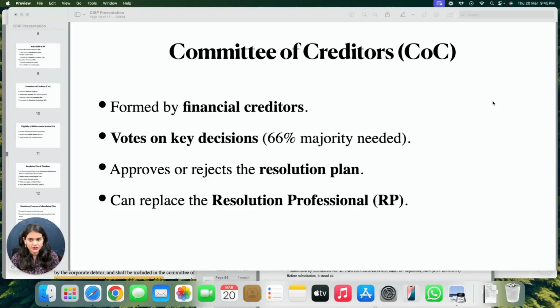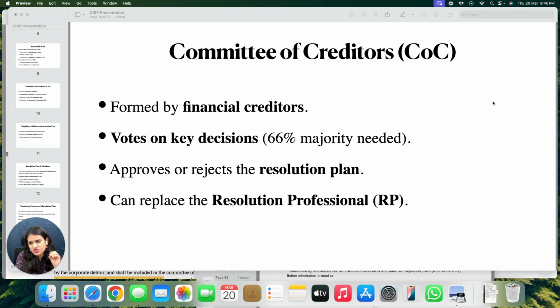A registered valuer will be for three categories of assets: for plant and machinery, land and building, and securities and financial assets. So these registered valuers will be appointed. The IRP or the RP, before the 40th day from the date of commencement, has to appoint a registered valuer. So the registered valuers, two of them have to be appointed.